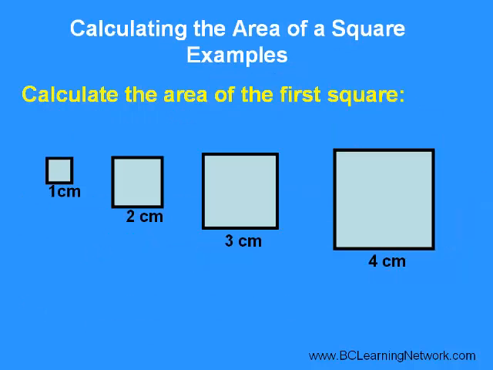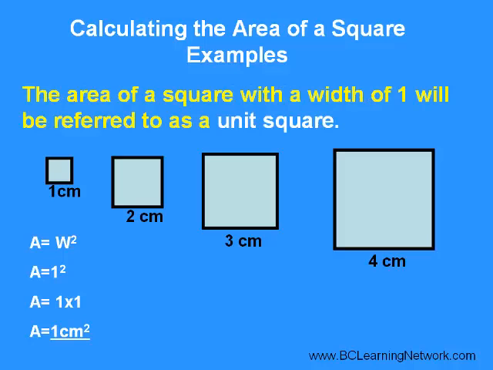Now let's do some examples. Let's calculate the area of this first square together. We'll use our area formula, A equals W squared. We know the width is 1, so A equals 1 squared. 1 squared we know means 1 times 1, which of course equals 1. So the area of this first square is 1 centimeter squared.